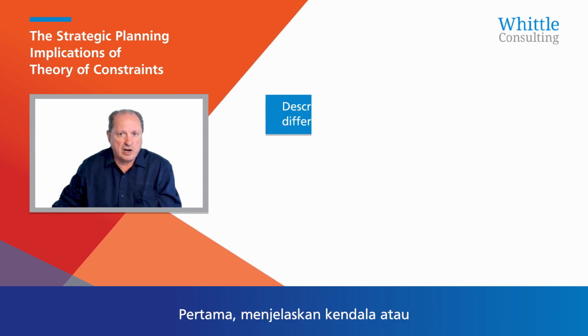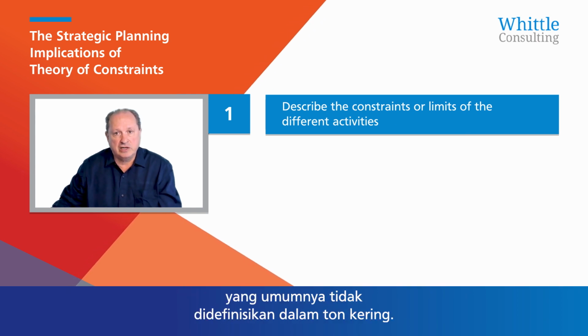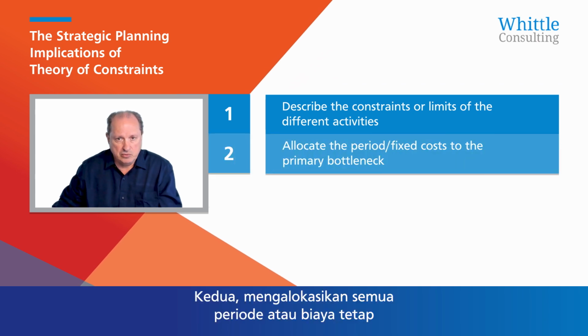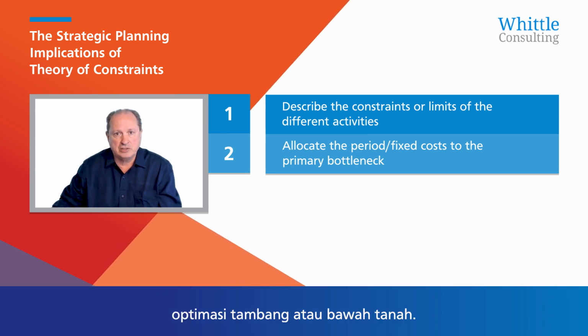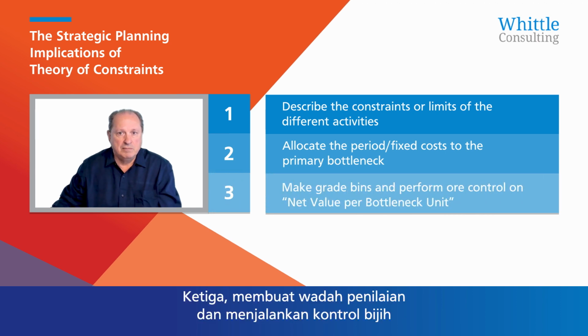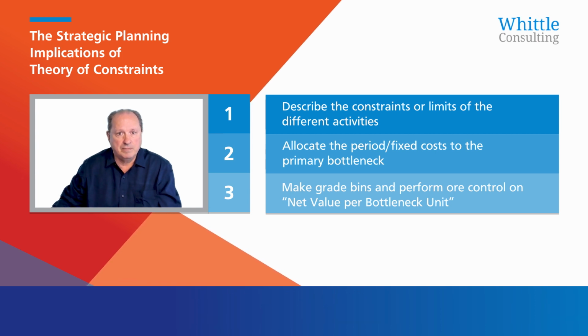1. Describe the constraints or limits of the different activities the way they really are, which is generally not defined in dry tonnes. 2. Allocate all the period or fixed costs to the primary bottleneck in the system when performing a pit or underground shape optimisation. 3. Make grade bins and perform ore control on net value per bottleneck unit.